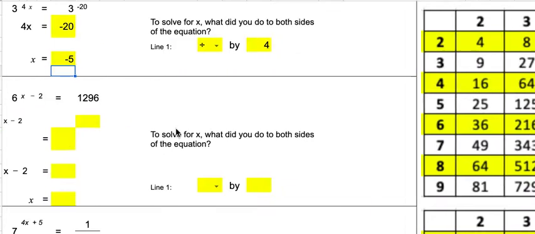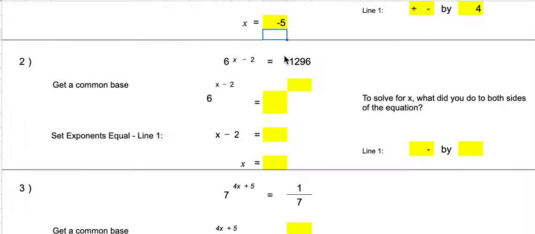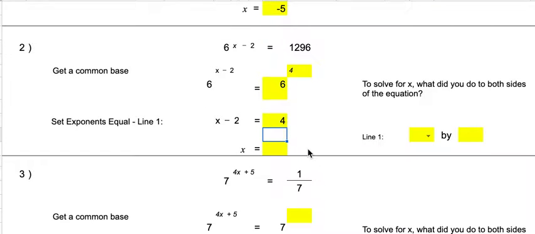So that means I can replace 1,296 with 6 to the exponent of 4. Okay, 6 to the exponent of 4. So now, do I have a common base? 6 and 6. If I do, that means that x minus 2 has to be equal to 4. Okay, x minus 2 has to be equal to 4. So what I want to do now is set those equal. There's my equation that needs solving. X minus 2 equals 4.